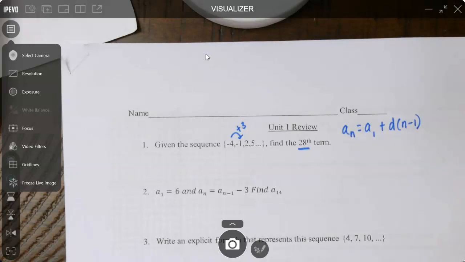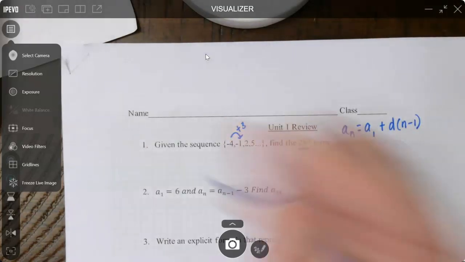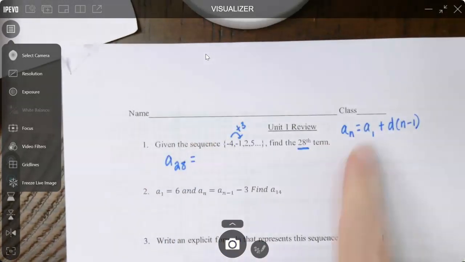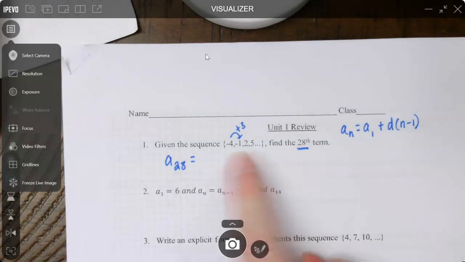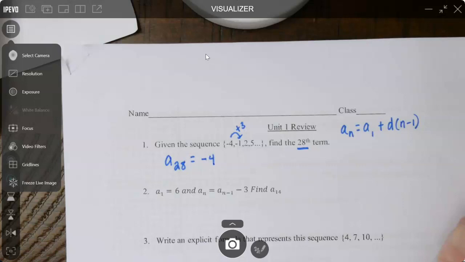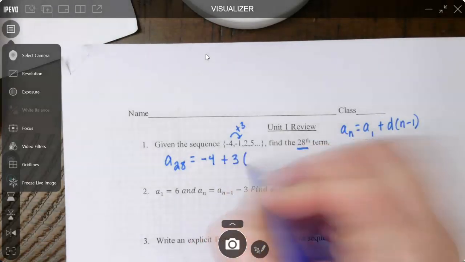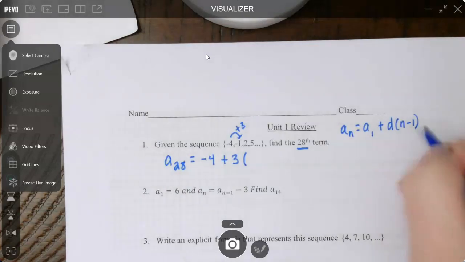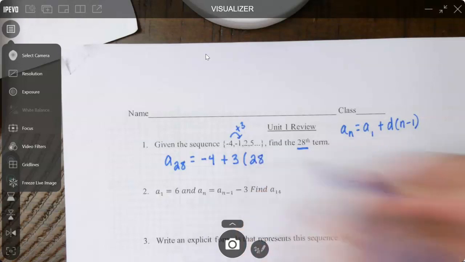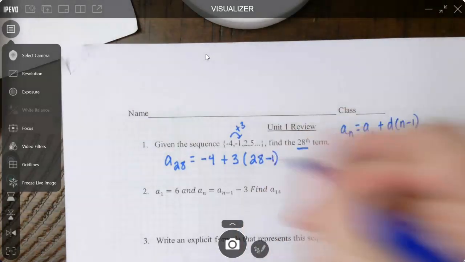Okay, so for this sequence, the number we're trying to find is the 28th term. So a sub 28 equals your first term, which is -4, plus your common difference, which is 3, times the number in the sequence we're trying to find. We're trying to find the 28th term minus 1. Okay, to solve this, whoops, forgot to put the 1.